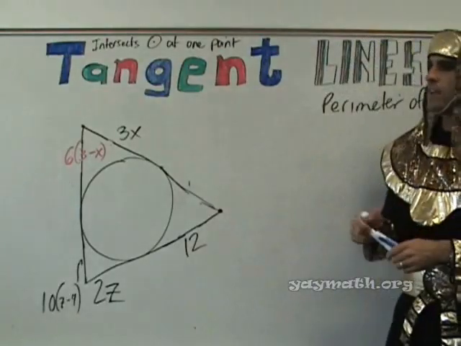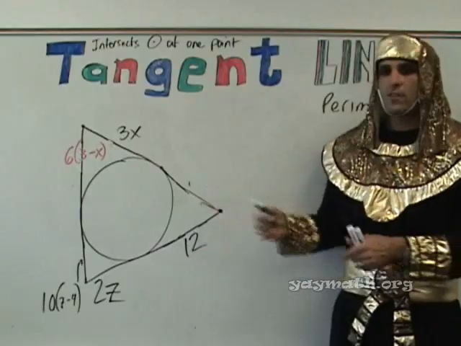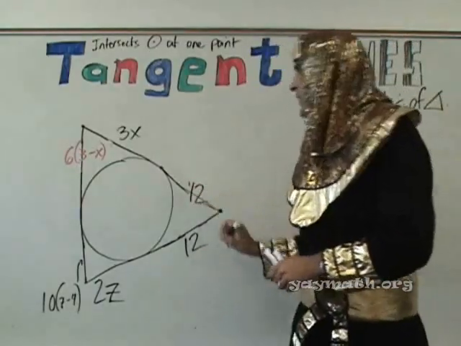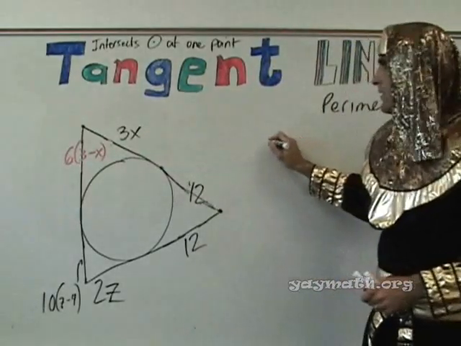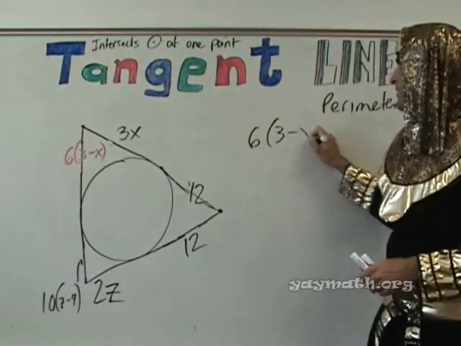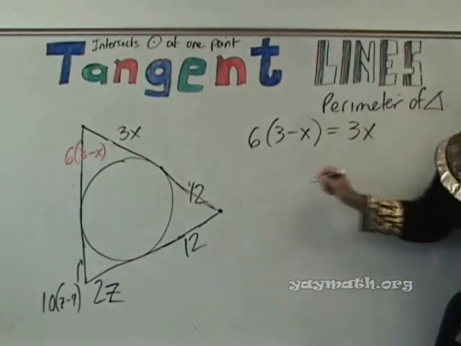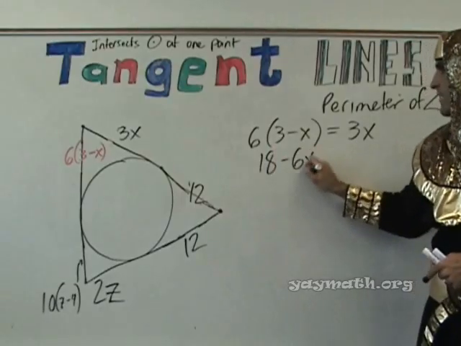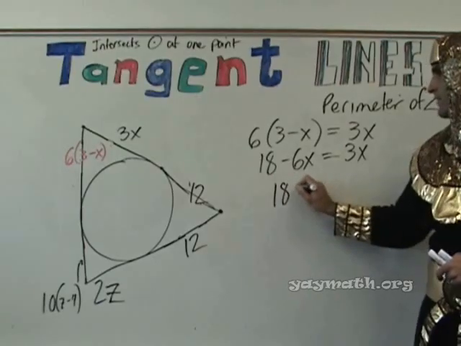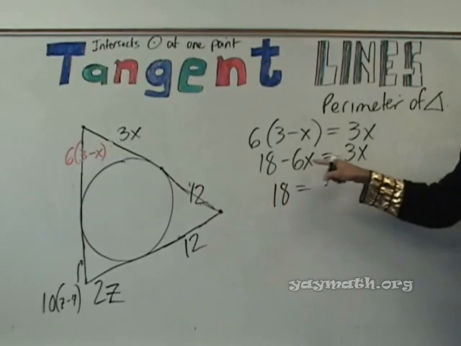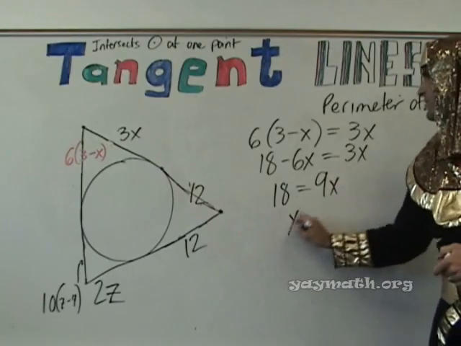Okay, let's go one step at a time, real easy together. 12, 2 tangent lines from the same point are always equal. What equals what upstairs? 3x, 6 times 3 minus x. Right on, 6 times 3 minus x equals 3x. Work along with me. Here we go. 18 minus 6x equals 3x. Add 6x to both sides. 18 equals 9x, very good. x equals 2.